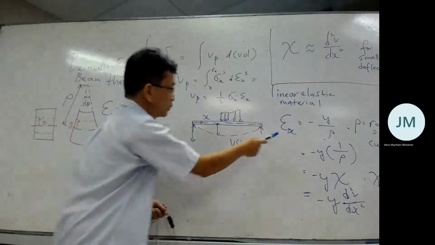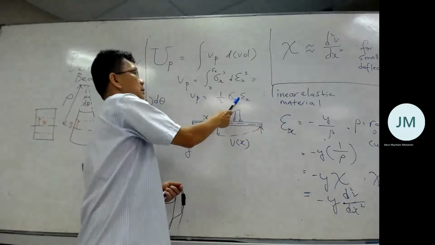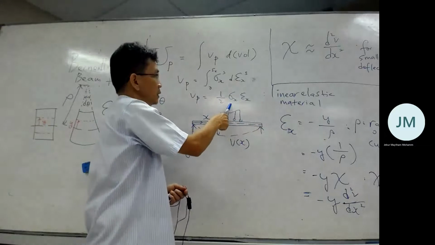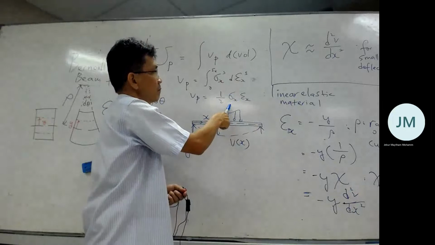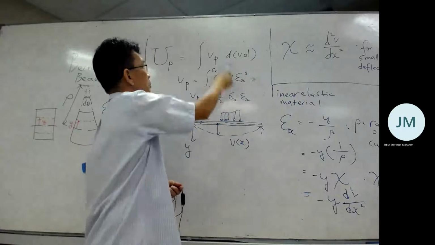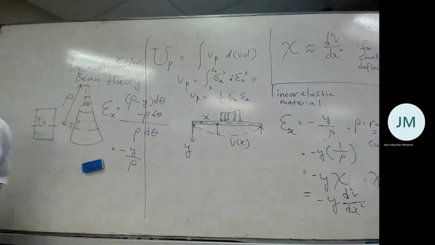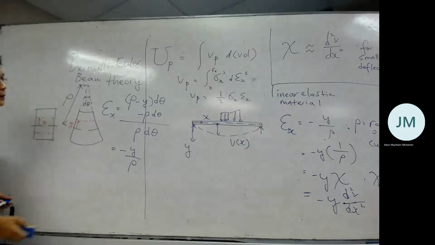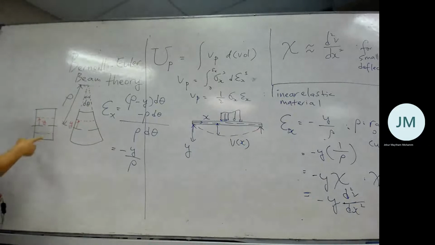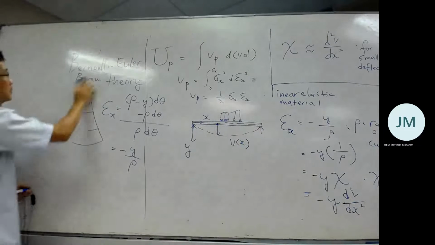Now we want to put this here and use the stress-strain relations. Then we put this inside here, integrate, and you get the equation for strain energy for bending. That is the thing that we want to do. This is the Bernoulli-Euler beam theory.